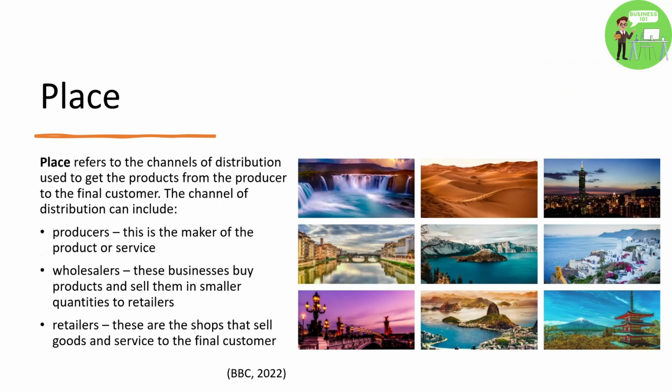So now we can move on to place. Place refers to the channels of distribution used to get the products from the producer to the final customer. The channel of distribution can include producers. This is the maker of the product or service. Wholesalers, these businesses buy products and sell them in smaller quantities to retailers. And retailers, these are the shops that sell goods and services to the final customer.